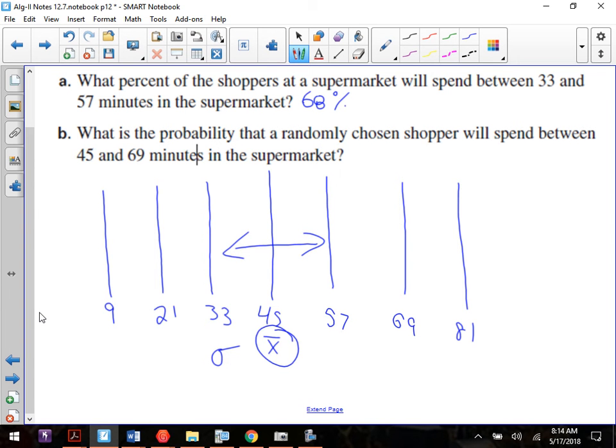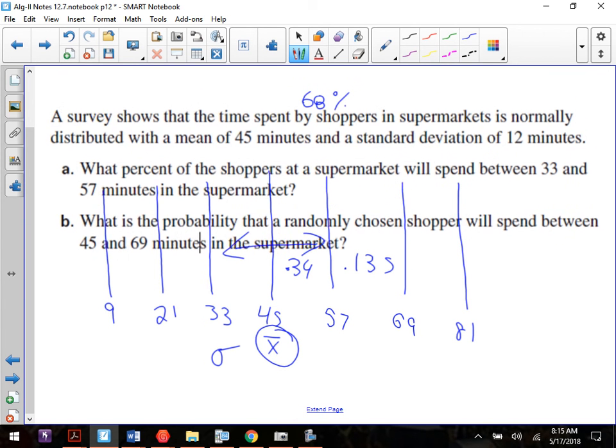What's the probability a randomly selected shopper will spend between 45 and 69 minutes? Well, if this is 34, and then this was what? 13.5. So what would you do for that? Just add them up. So what was that? 47.5. That's the standard deviation. That tells you where these breaks are going to occur. If your average is at 45 and a standard deviation is 12, that means I add 12 for each break point.